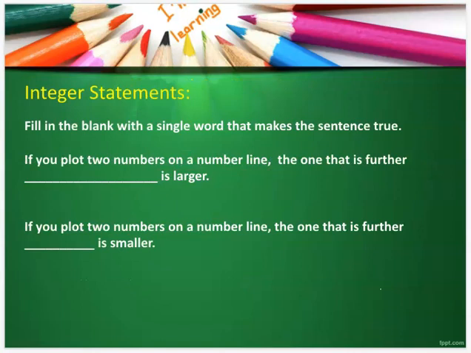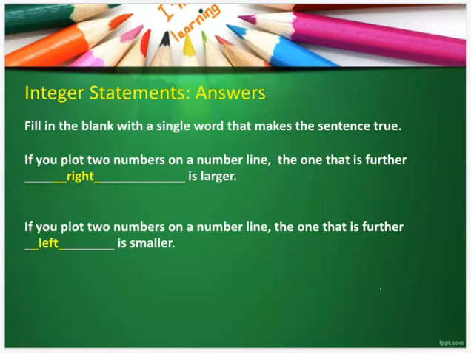So comparing integers on a number line, if you plot 2 numbers on a number line, the one that is further in which direction is larger? And if we plot 2 numbers on a number line, the one that is further in which direction is smaller? So think about those and see what word would fit in those blanks.